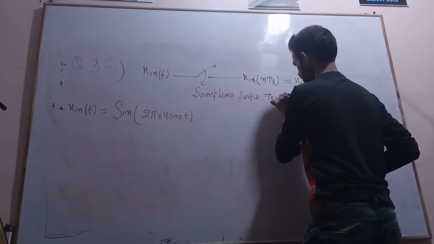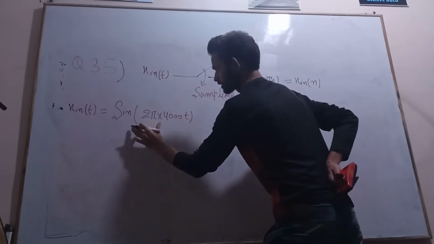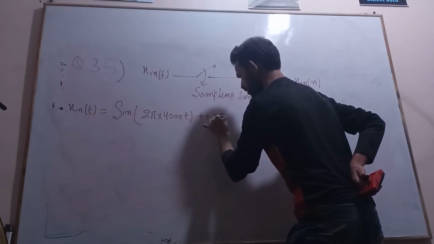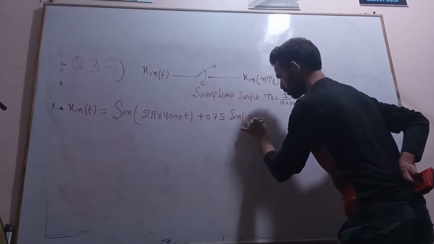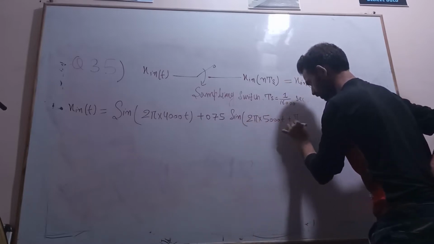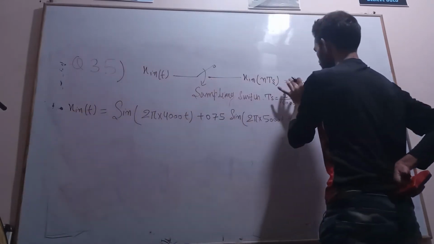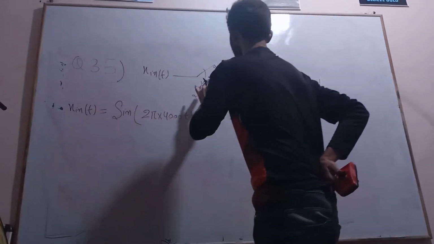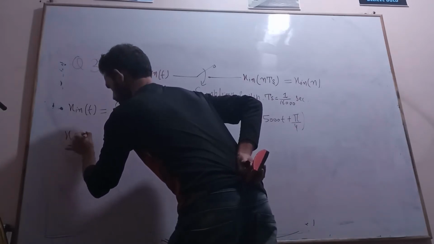Ts is 1 by 16,000 second. This is sine 2 pi into 4000 t plus 0.75 sine 2 pi into 5000 t plus pi by 4. Yes, this is given. Now we are going to sample this signal and we will get x in of n, the sampled signal.